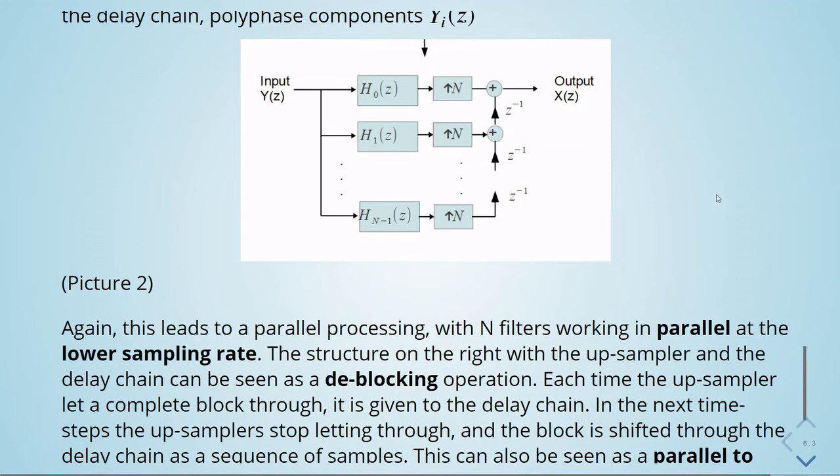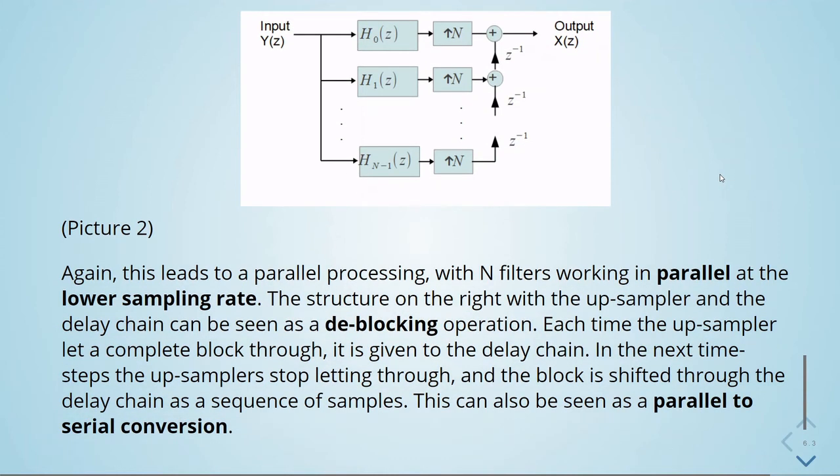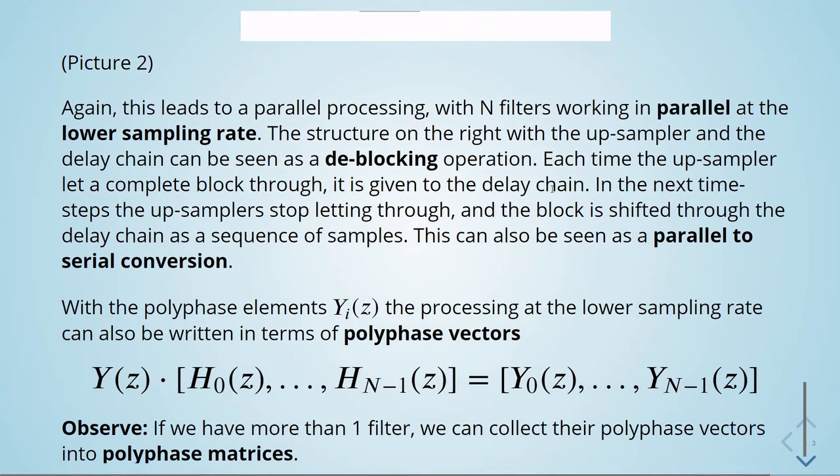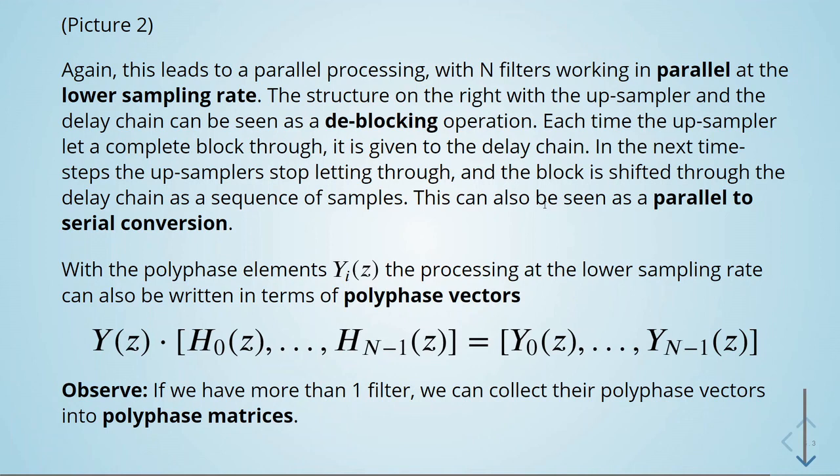Each time the upsampler lets a complete block through, it is given to the delay chain. In the next time steps, the upsampler stops letting samples through, and the block is shifted through the delay chain as a sequence of samples. So this can also be seen as a parallel to serial conversion. With the polyphase elements Y_i(z), the processing at the lower sampling rate can also be written in terms of the polyphase vectors. Observe that if we have more than one filter, we can collect the polyphase vectors into polyphase matrices.